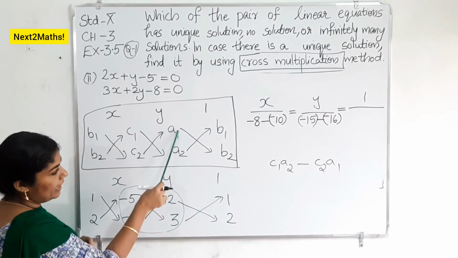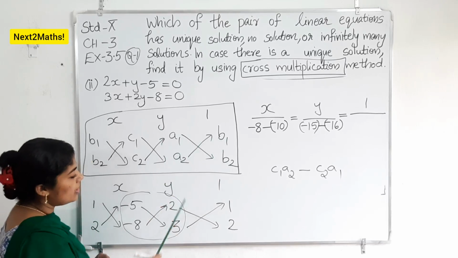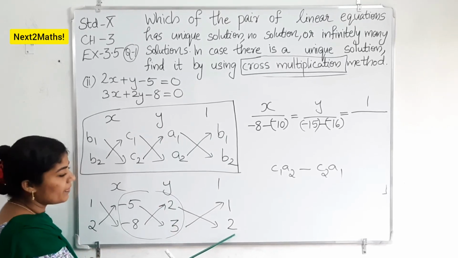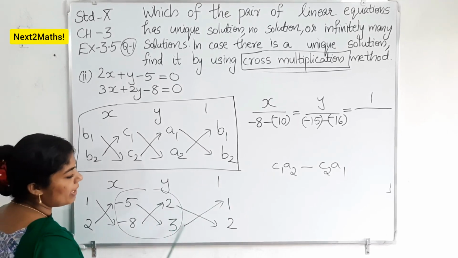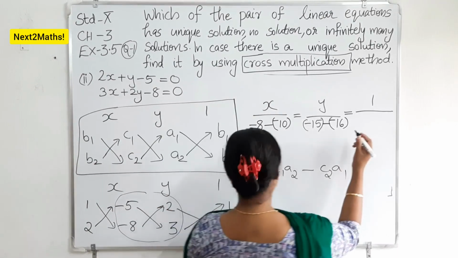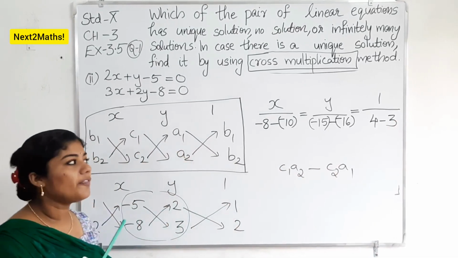1 divided by 1, a2 b1. a1 b2 minus a2 b1. So 2 2s are 4, 4 minus 3 into 1, 3. So 4 minus 3 you will get. So the last part you got 4 minus 3.